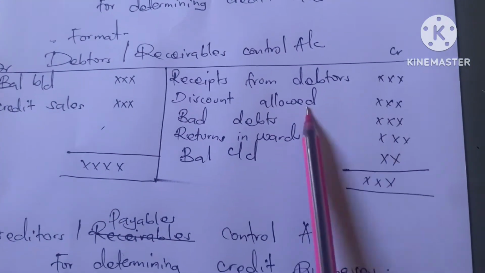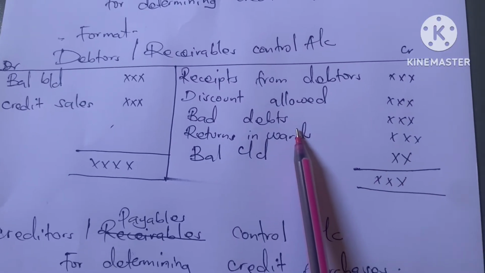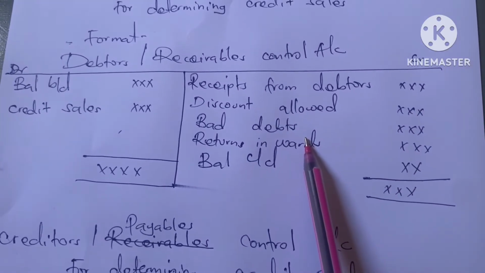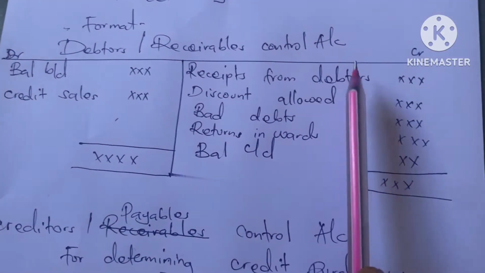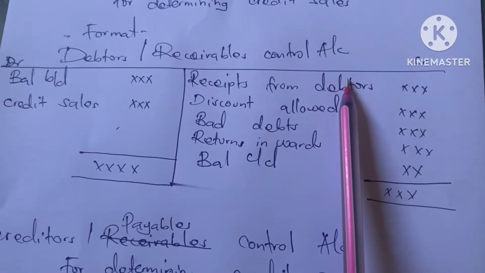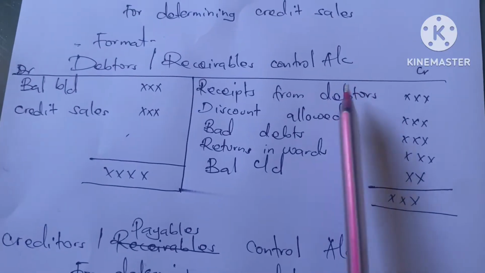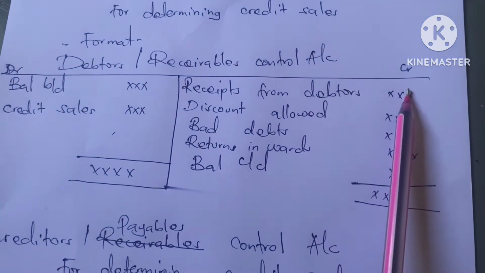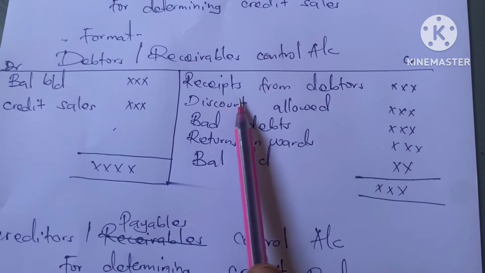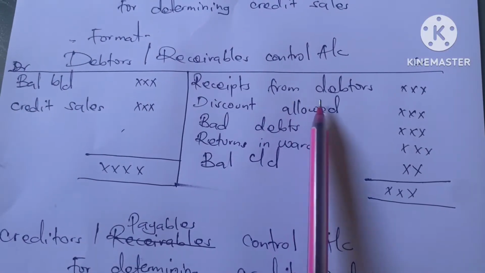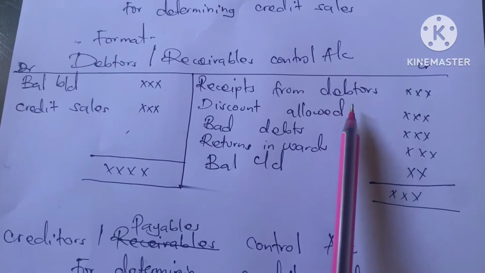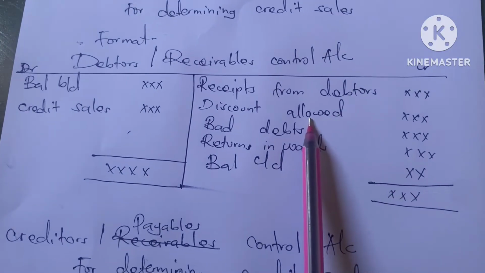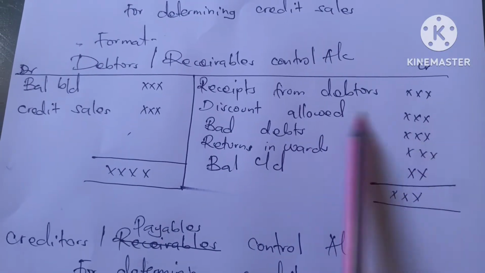Then this side, anything that reduces the money that you're demanding from customers, we put it this side. So receipts from debtors, when you receive money from the people you're demanding, it means that what you're demanding from them is reducing. So we put it this side. Then discount allowed, when you give a discount to your customers, it means that they're going to pay you less money than the money they were supposed to pay you initially. So we put it this side.